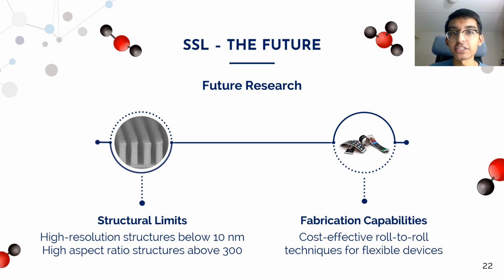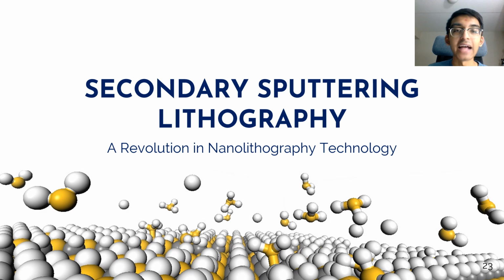Additionally, as flexible devices gain a greater demand, more research must be done to develop cost-effective roll-to-roll techniques to be able to use SSL on hard and soft substrates for flexible optoelectronic devices. As the SSL method continues to be developed and the demands for high resolution and high aspect ratio nanostructures continue to increase, SSL is sure to become more and more popular as one of the top methods for fabricating nanostructures.